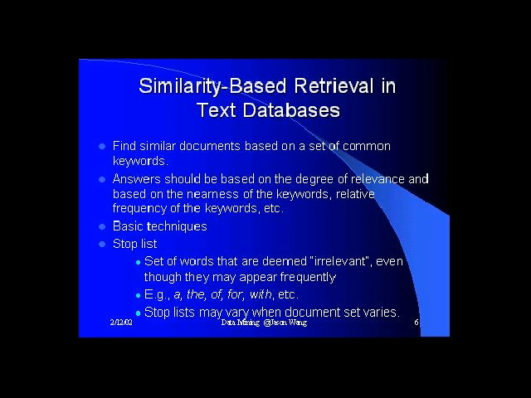In developing these systems, you have to develop a stop list. That is a set of words that are deemed irrelevant, even though they may appear frequently. They should be filtered out first because you don't want to include them during the retrieval. They will perhaps cause a lot of confusion. These words include articles, a, the, prepositions of, for, with, and so on. So this list of words should be eliminated during pre-processing of documents. And the stop list may vary when document size varies.